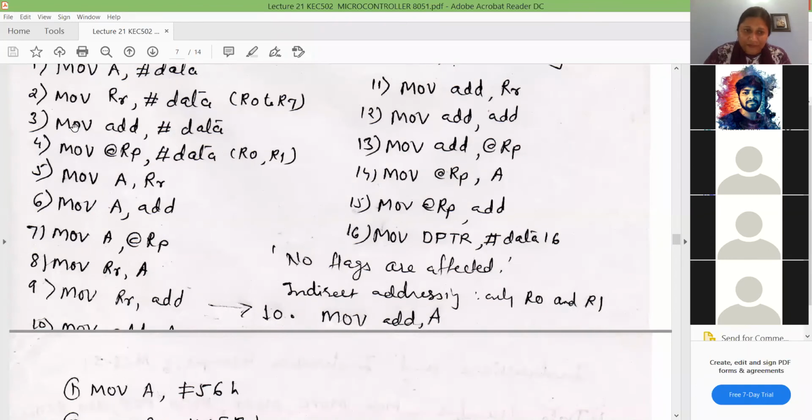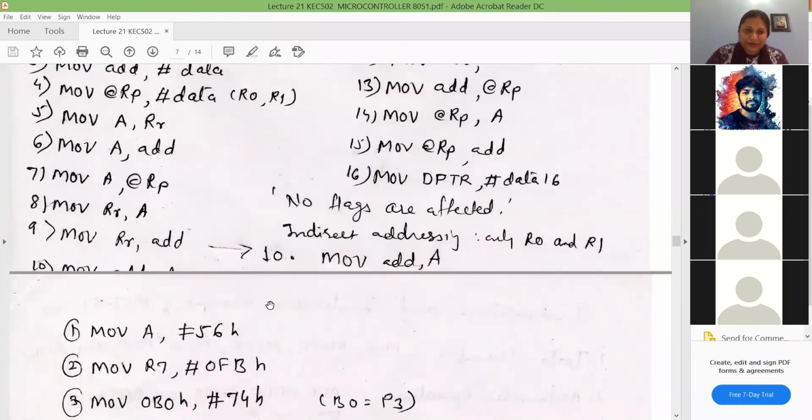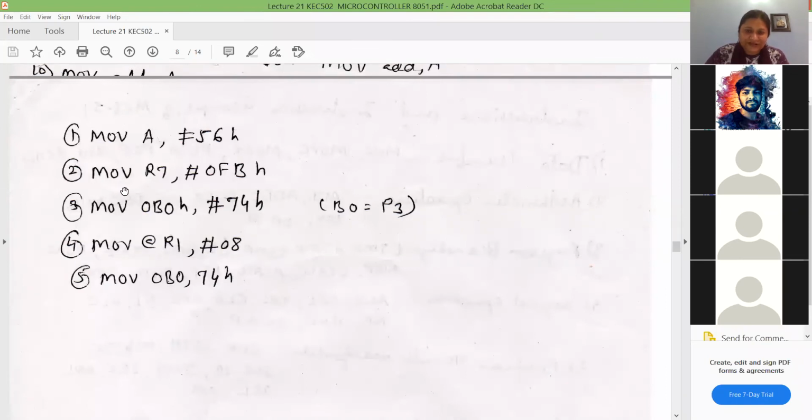There can be instructions like move TMOD comma hash data. TMOD means these are special function registers. Special function registers, either you write them by name, or you can write their addresses also. They will fall under this category. So if I write these instructions, what is the meaning of the first instruction? Move A comma hash 56. 56 hex data will move into the accumulator.